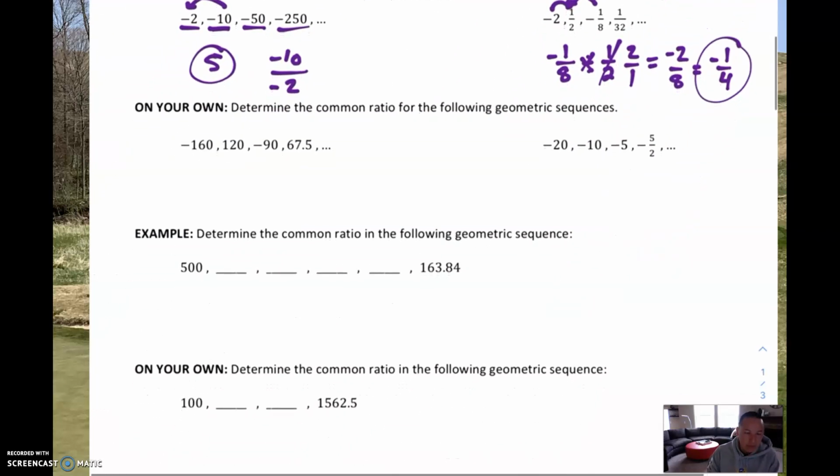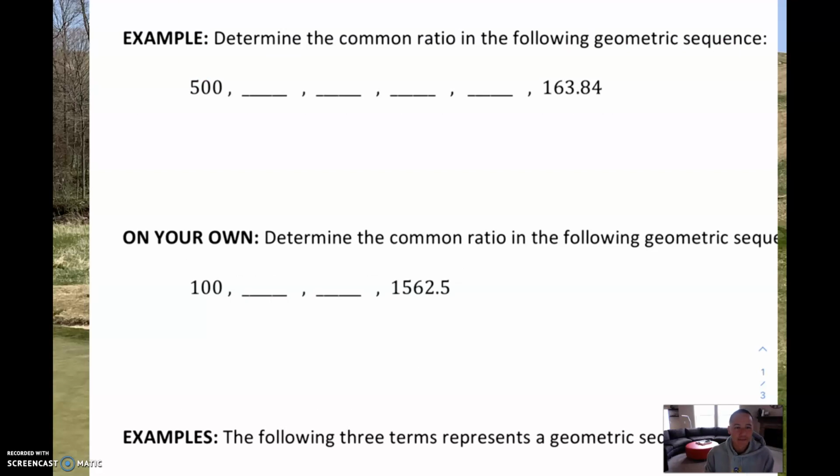Try the next couple on your own. You might want to pause the video here just to give yourself enough time. And when you're done, come on back and we'll show you how to determine the common ratio by jumping up a bunch of terms. All right, hopefully those weren't so bad.